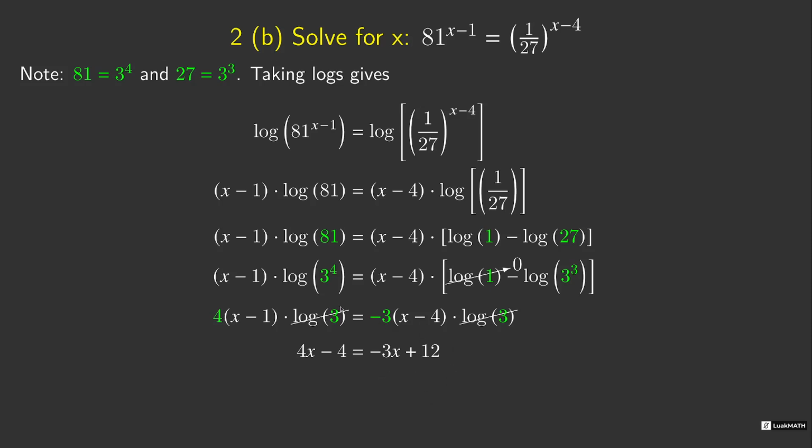Now all you have to do is just collect like terms. You take the minus 3x to the left, and then you lose the minus sign, and also you take the 4 to the right hand side, you lose the minus sign. So which means now you get 7x equals 16, because 4 plus 12 is 16. All you have to do now is just divide both sides by 7 to get x equals 16 over 7. And that is the final solution.